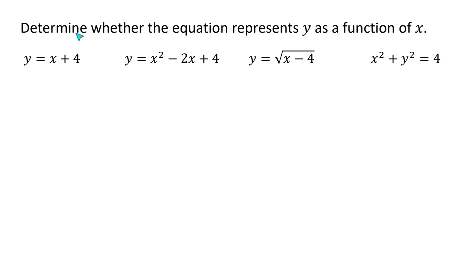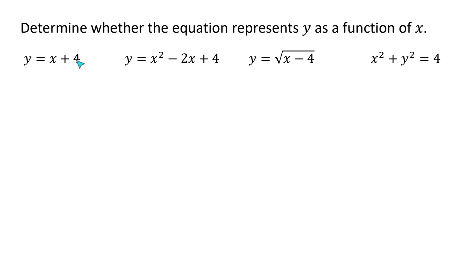Okay, so the next question is determine whether the equation represents y as a function of x. So you can do this two different ways. You can look at the equation and think about what the graph looks like, or we can do it algebraically. The fastest way would be to look at what the graph looks like. And in 1.6, you were introduced to several different families. So this first equation, y equals x plus 4.